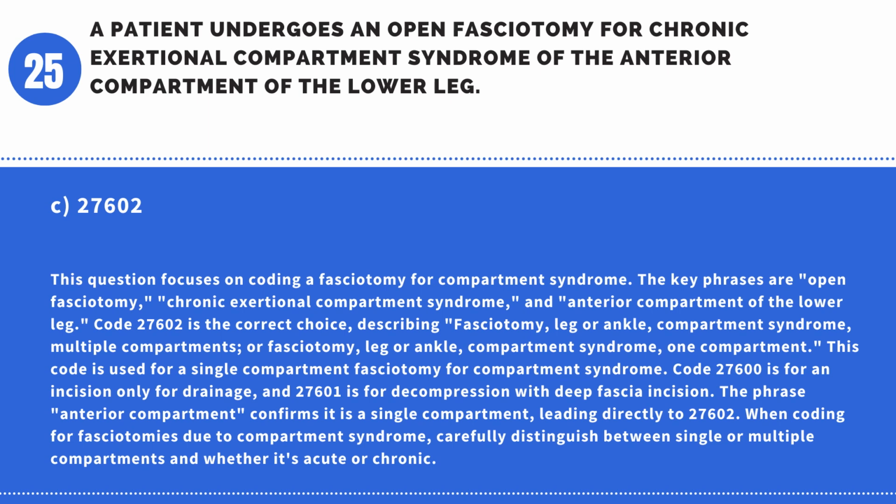Code 27600 is for an incision only for drainage, and 27601 is for decompression with deep fascia incision. The phrase anterior compartment confirms it is a single compartment, leading directly to 27,602. When coding for fasciotomies due to compartment syndrome, carefully distinguish between single or multiple compartments and whether it's acute or chronic.